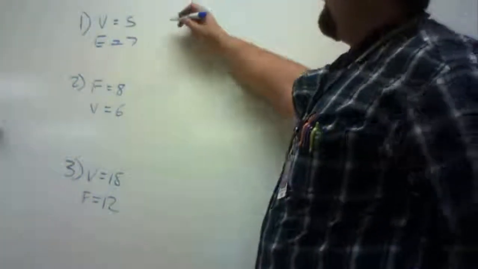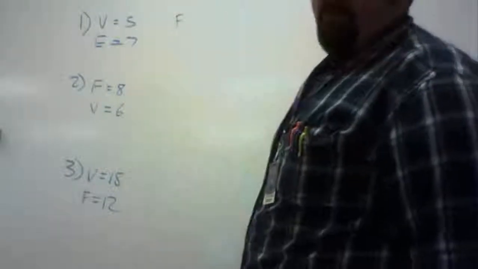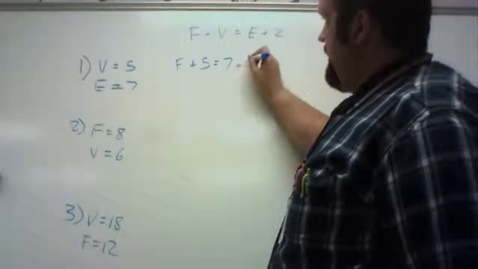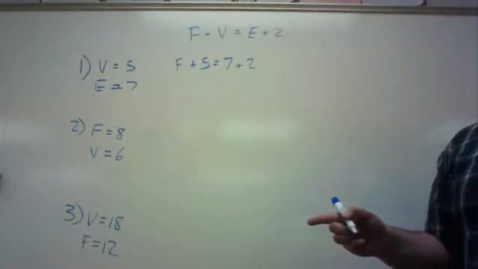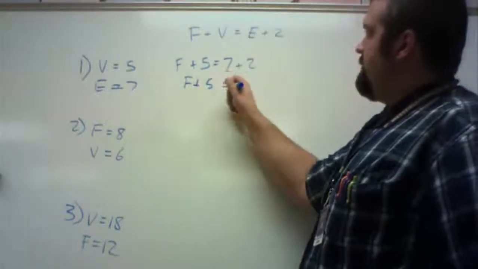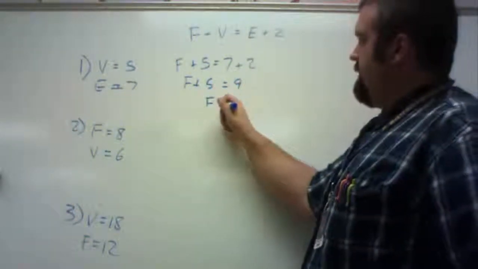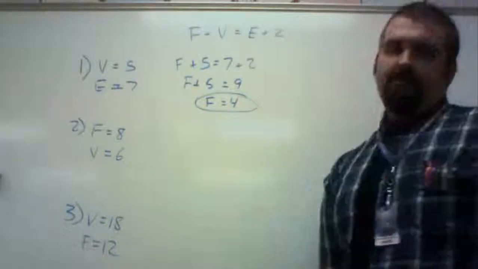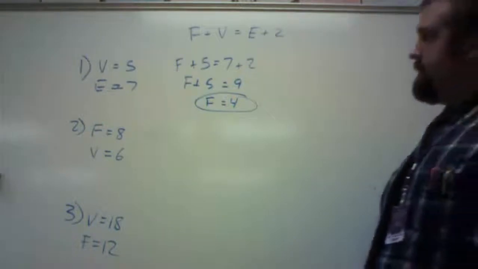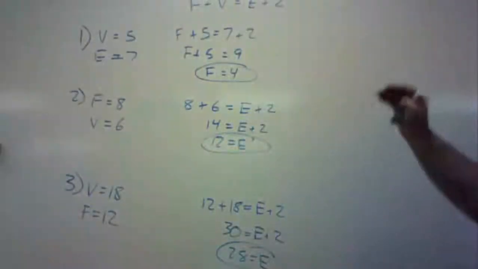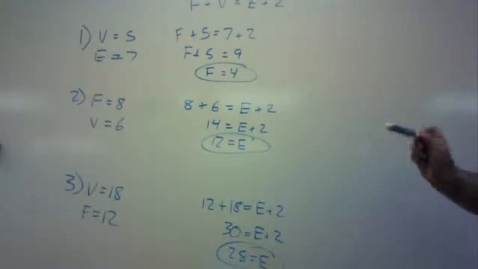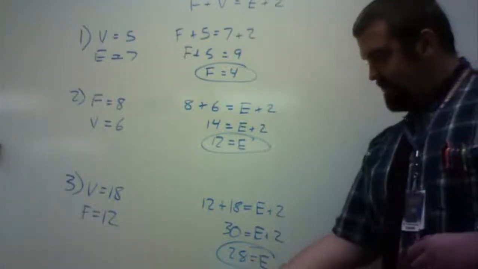And what I want you to do is watch the first one and then try the next 2 on your own. So, the number of faces, I don't know, so capital F. But the number of vertices I know is 5, and the number of edges I know is 7. So I plug that into my equation. Solve for F. So F plus 5 equals 9, so F is 4. This one has 4 faces. Quickly try the other 2. If done correctly, you should have got 12 for the number of edges for number 2 and 28 for the number of edges for number 3. And there we go. That's using Euler's theorem.